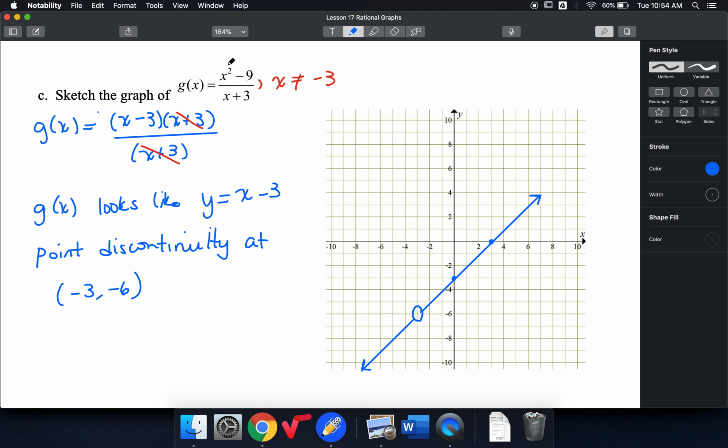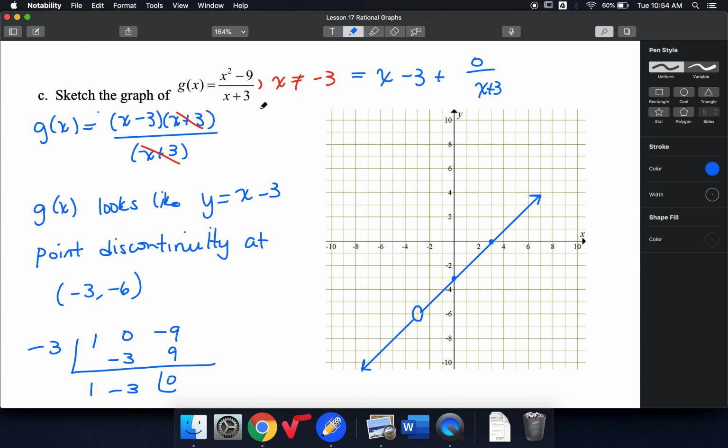Let's think about what would have happened if we had done our long division. I would have had x plus 3, and actually, not even long division, let's do synthetic division. So negative 3, 1, 0, negative 9, negative 3, positive 9, remainder of 0. So I know through my synthetic division that this looks like x minus 3 plus 0 over x plus 3. Right? This is a factor.